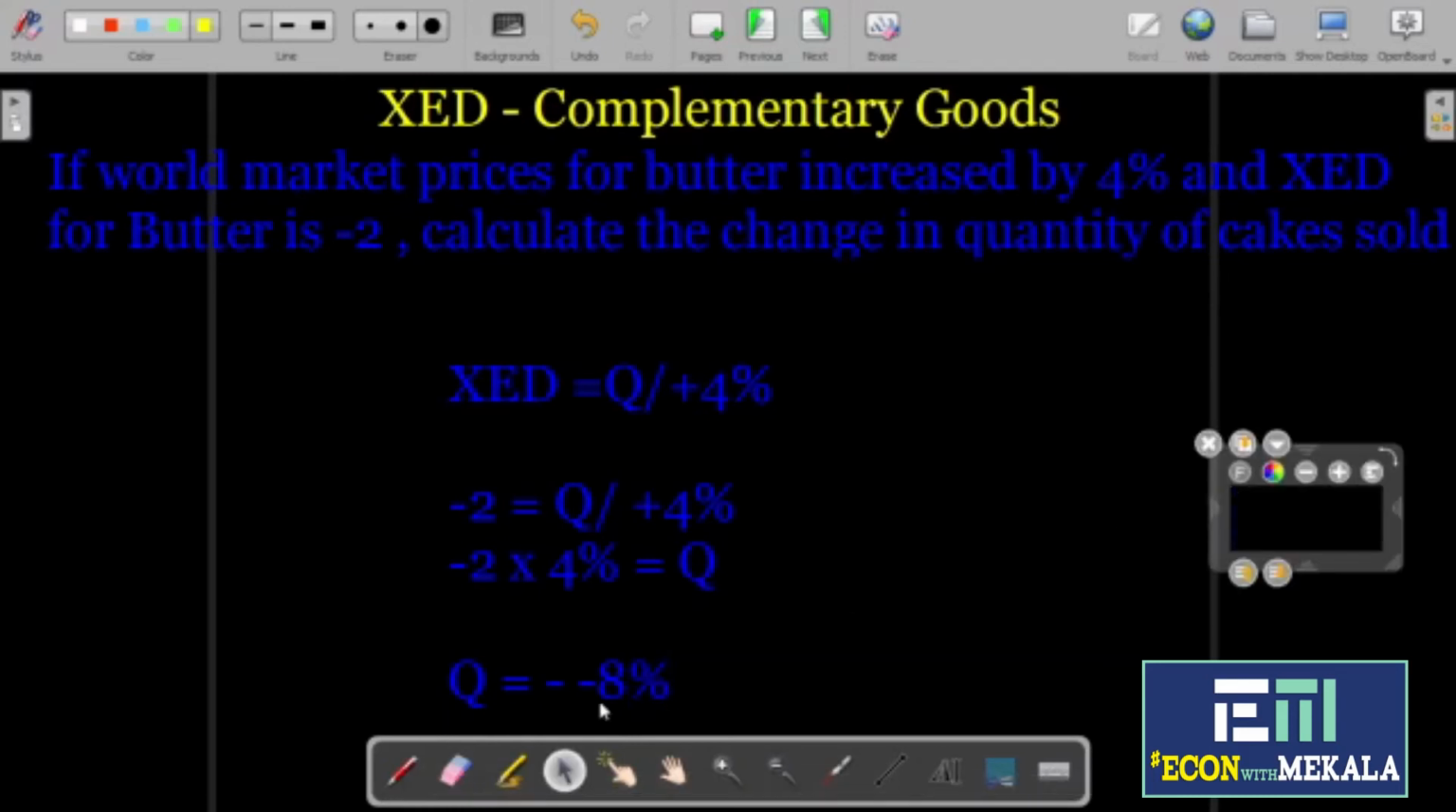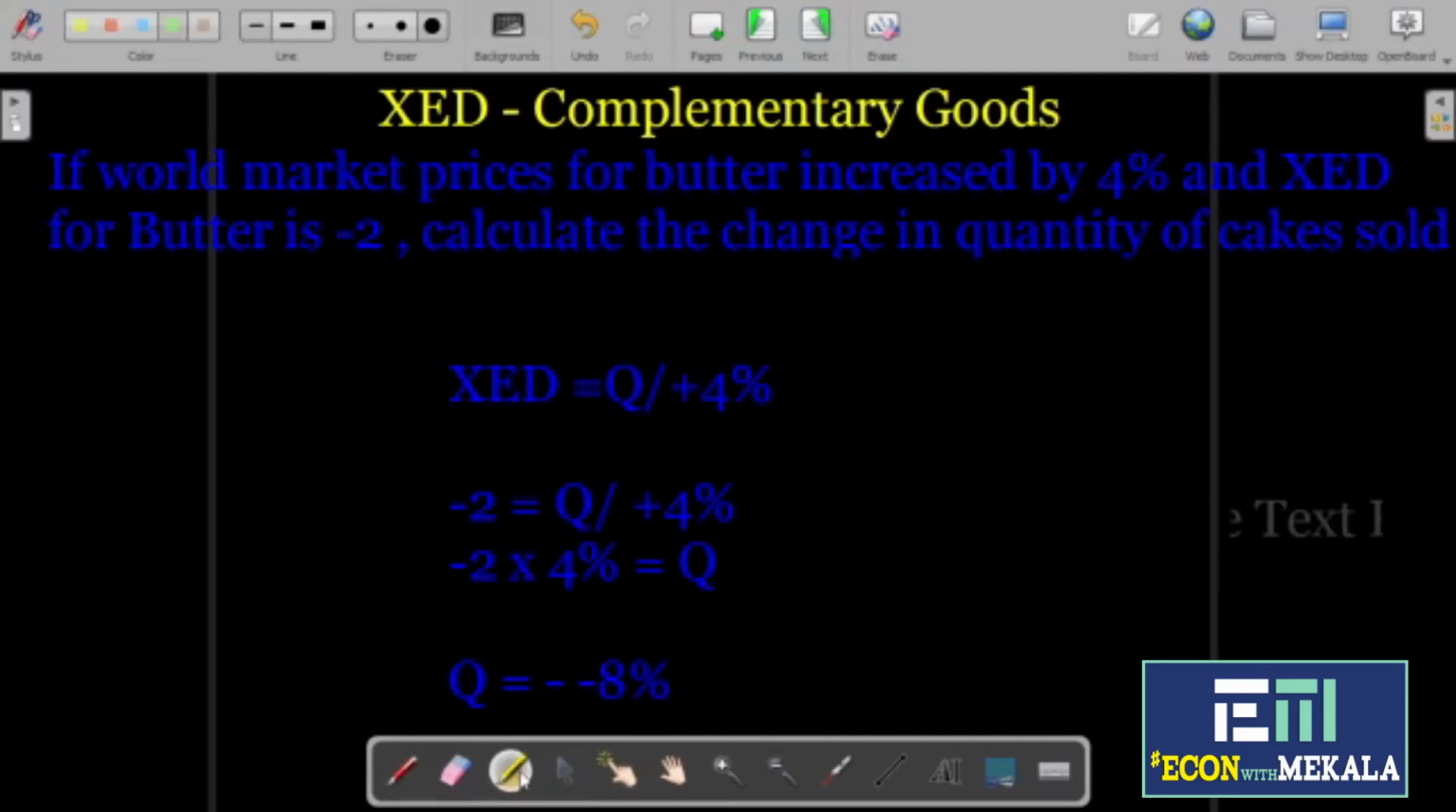If you look at this final answer we got here, that is -8%. So what is the meaning of -8%? Demand for cakes, or quantity of cakes sold, decreased by 8%. Is this correct? Let's apply the cross elasticity of demand phenomenon to this example.